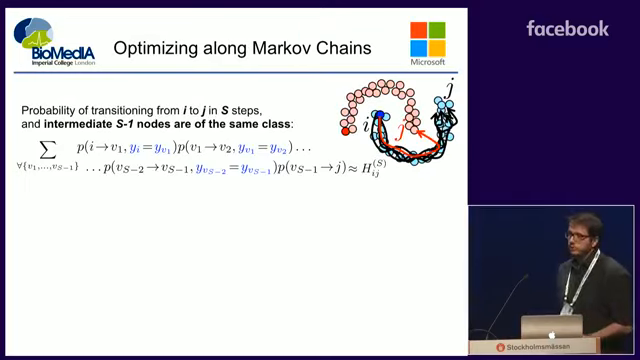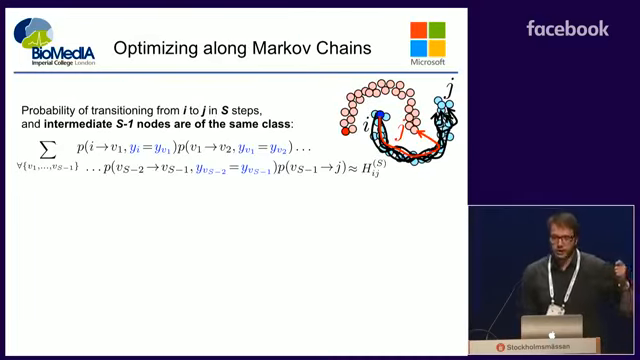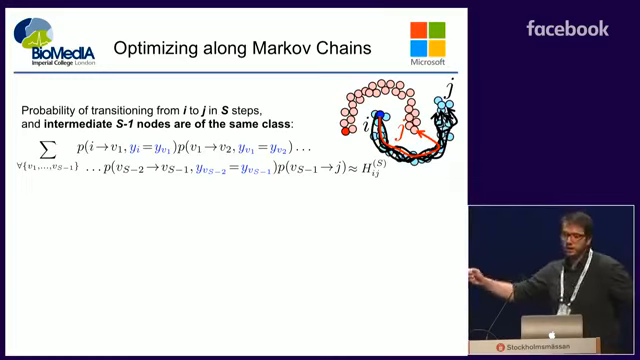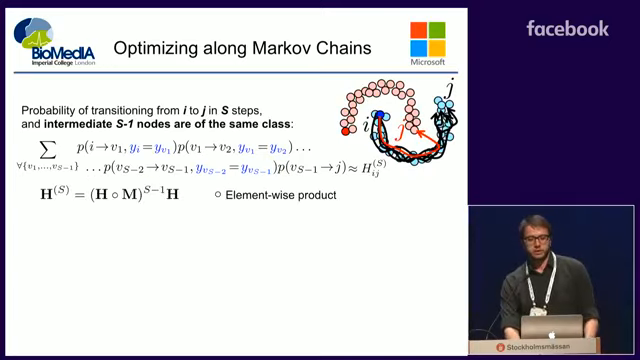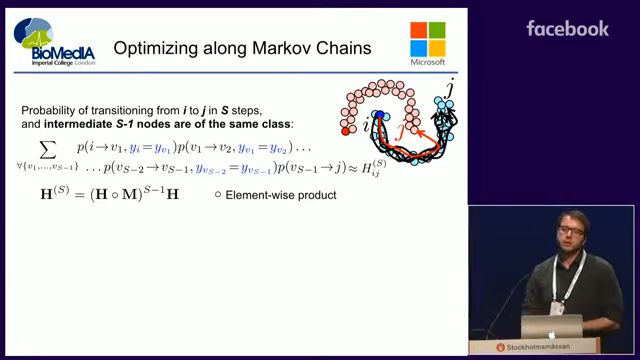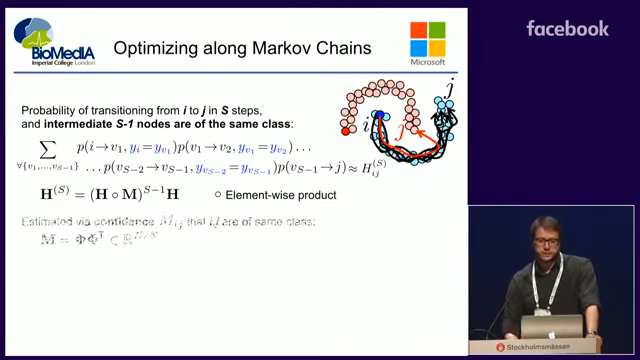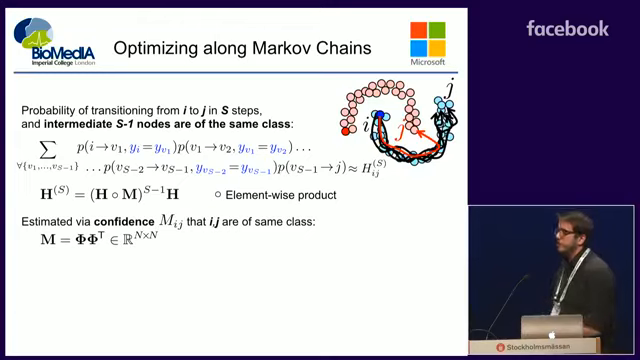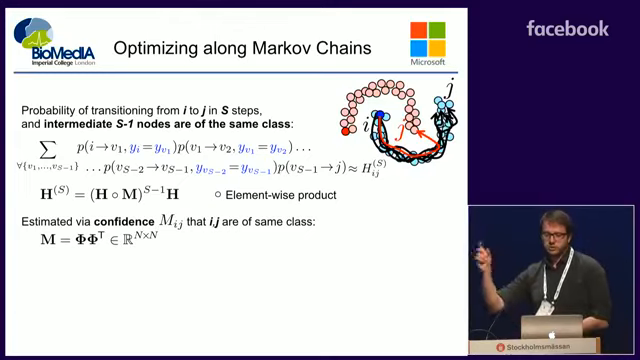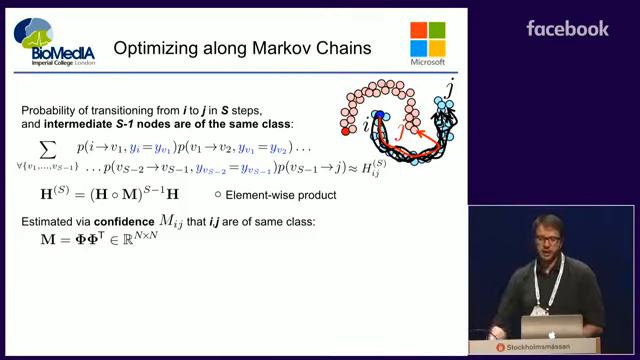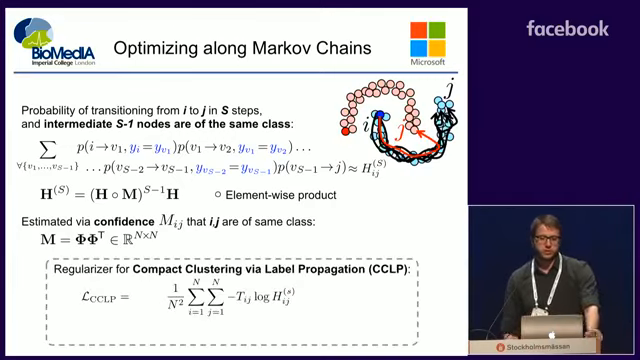What we are going to model is the probability that we go from a sample i to a sample j via intermediate nodes that are only of the same class. We are going to estimate this not by multiplying H by itself S times, but by masking the intermediate step-based transitions with a soft mask M, a matrix that we derive, where every element expresses the confidence that nodes i and j are of the same class. We compute it by taking the dot product of the posteriors of label propagation. It's going to be 0 if they don't match, 1 if they match, and anywhere in between.